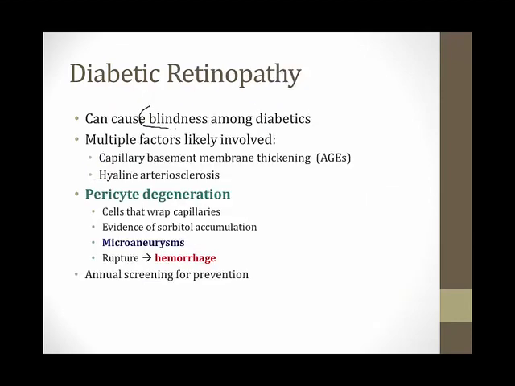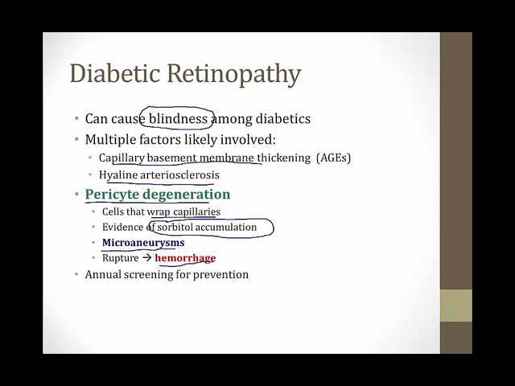Diabetic retinopathy can cause blindness among diabetics. There are multiple underlying mechanisms that are likely involved. AGEs have been shown to play a role by leading to capillary basement membrane thickening. There is evidence of hyaline arteriosclerosis as well. But from the point of view of sorbitol, what you should be aware of is that the pericytes in the retina degenerate in diabetic retinopathy. Pericytes are cells that wrap capillaries, and there is evidence that sorbitol accumulates inside of the pericytes and leads to osmotic damage. When the pericytes degenerate, microaneurysms in the retina can occur, and they can rupture and lead to hemorrhage. And microaneurysms and hemorrhage are classic features of diabetic retinopathy. And diabetic retinopathy is the basis for annual screening of diabetics. They need to have annual eye exams to detect any diabetic retinopathy early so it can be treated.